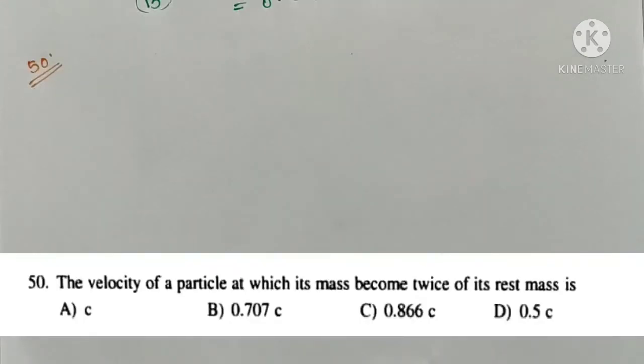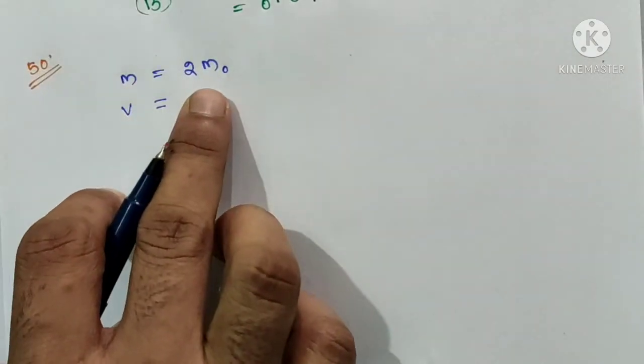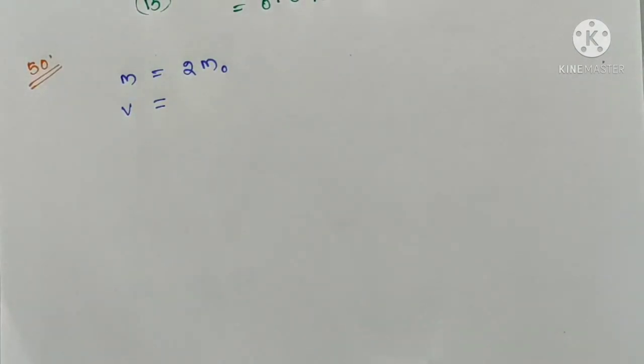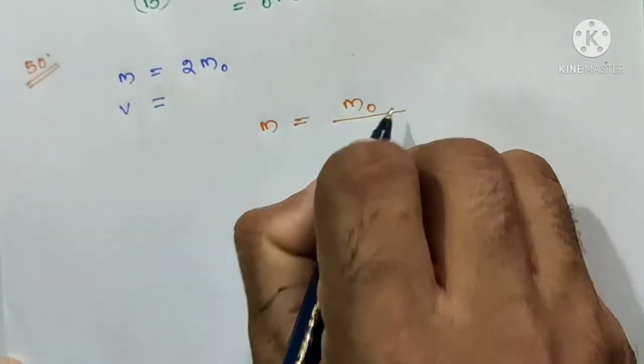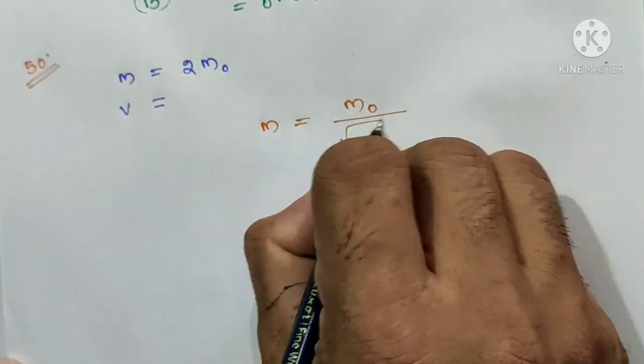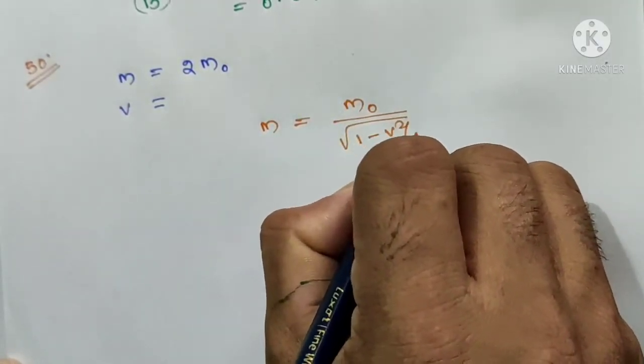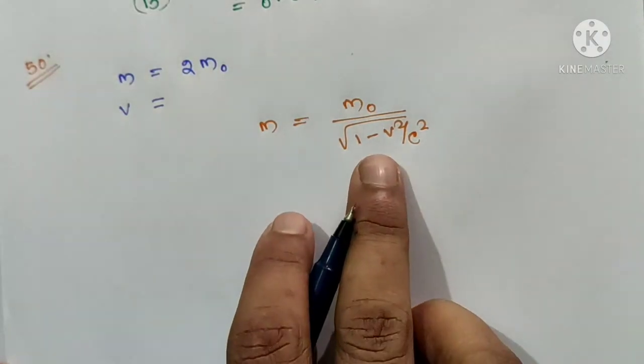Question number 50. The velocity of a particle at which its mass becomes twice of its rest mass. So we have to find the velocity of the particle when its mass becomes twice of its rest mass. So we have to use the relativistic effect, and it is given by m equal to m naught by root of 1 minus v square by c square, where v is the velocity of the particle.